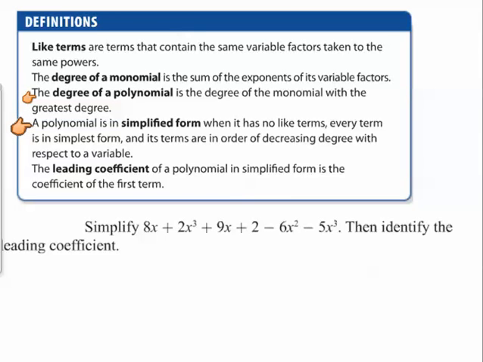Okay? A polynomial can be simplified when there are no more terms that are exactly the same, then it's considered to be in its simplest form. So, let's look here. Oh, one more thing. The leading coefficient in a polynomial in simplified form is the coefficient of the first term. Okay?